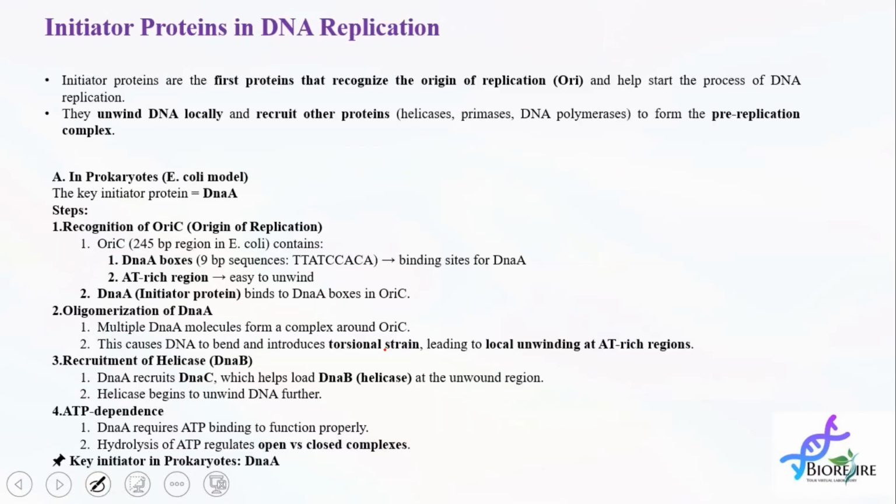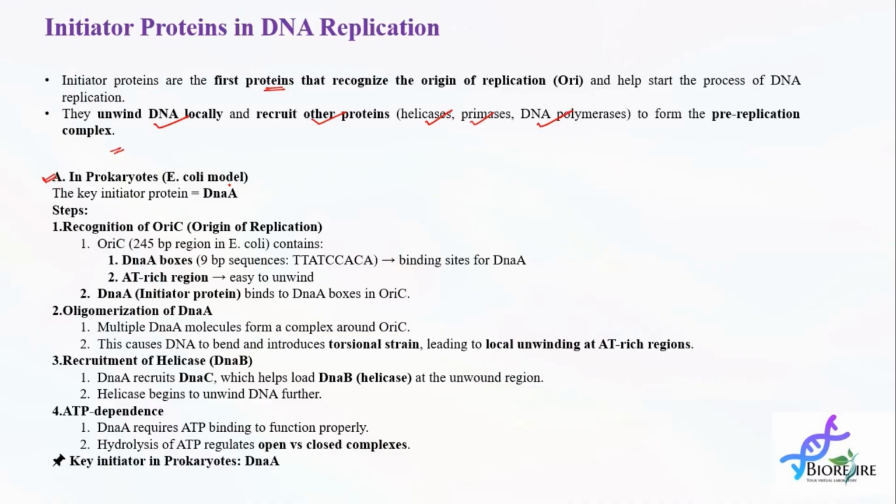Now, initiator proteins. Initiator proteins are the first proteins that recognize the ORI region and help to start the DNA replication process. Then unwinding the DNA locally and the recruitment of the other proteins like helicase, primase, DNA polymerase to form a pre-replicating complex. Okay, now we discuss in case of prokaryotics.